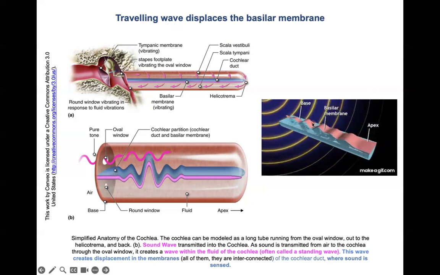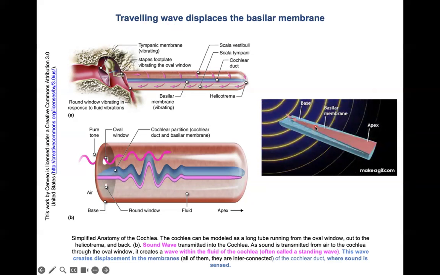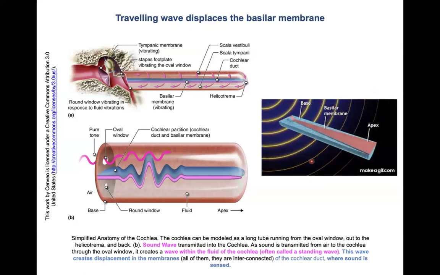Now we see here in this beautiful animation how the basilar membrane is displaced by the incoming sound wave. Now this sound wave has a certain frequency, and it reaches the maximum of displacement in the basilar membrane, which is specific to the frequency of the sound wave. We will see in the next slides.